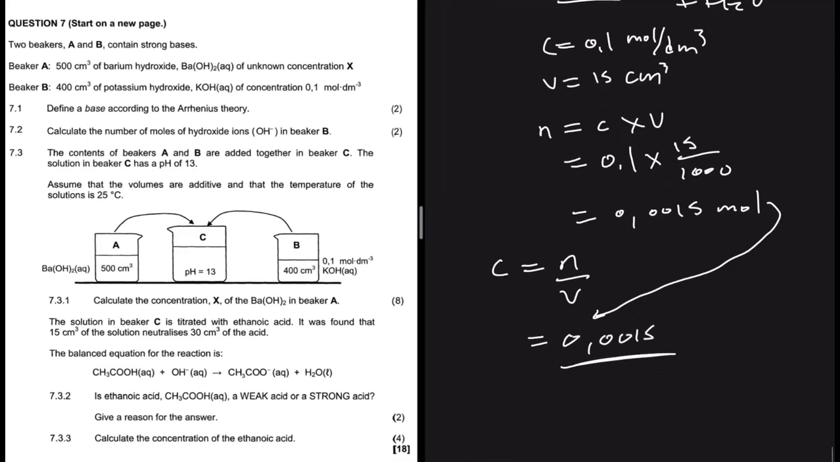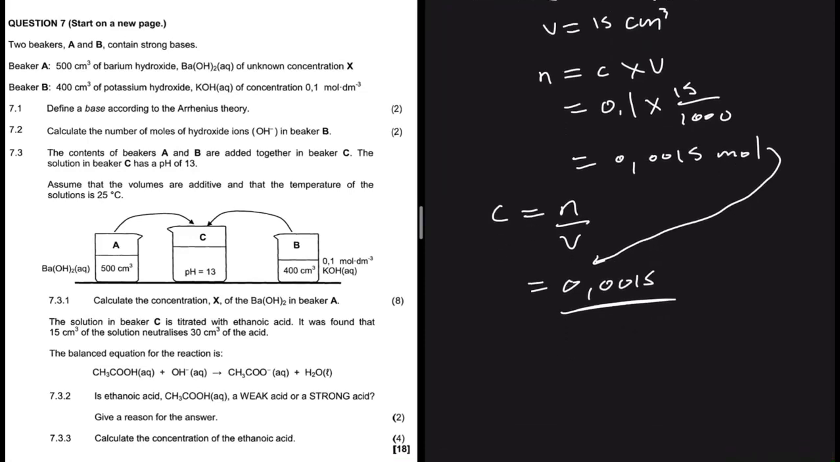So we're going to have 0.0015. And then what is the volume? The volume is given as 30 centimeter cube, so we're going to have 30 divided by 1000. Let me put that in my calculator real quick. So we have 0.0015 divided by 30 divided by 1000. That is equal to 0.05 moles per decimeter cube, and then you get your 18 marks.